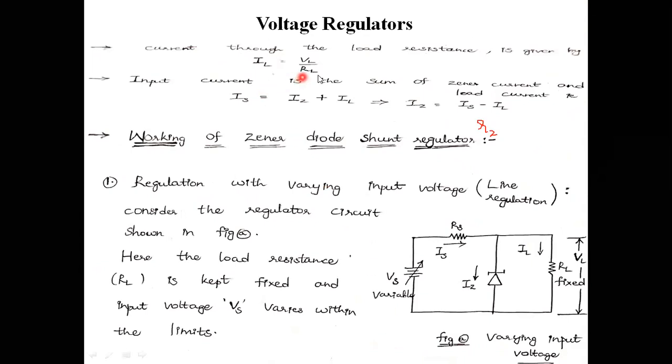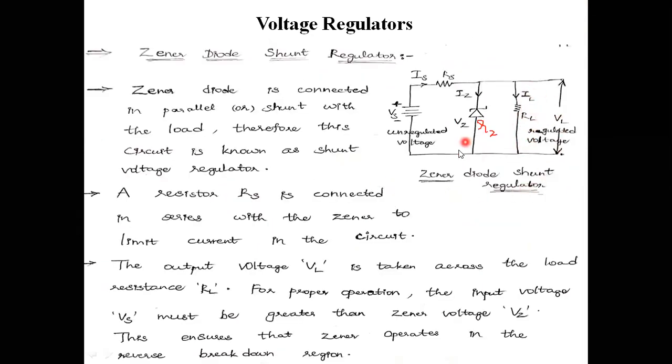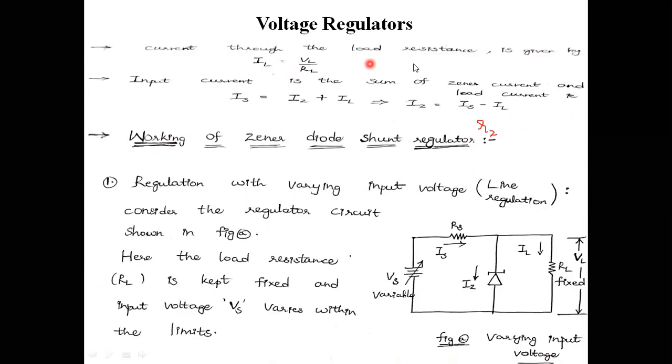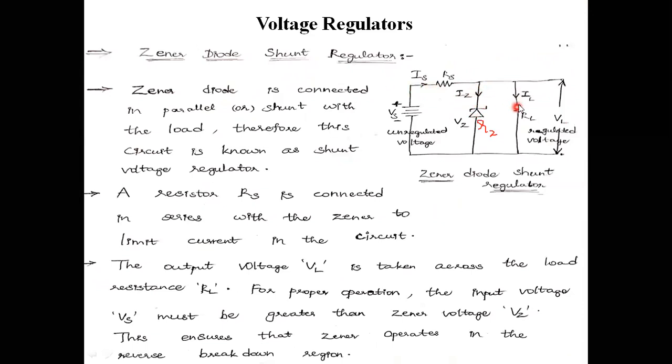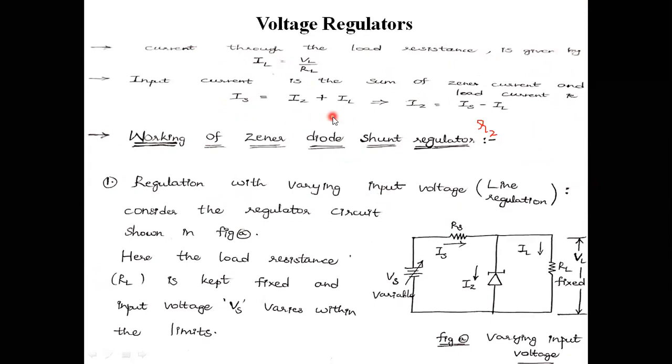And thereafter, the current through the load resistance is given by IL equal to the load voltage VL by RL. Input current is the sum of Zener current and load current, that is IS is equal to IZ plus IL. Here, the current coming from the source passes to this terminal, the same source current, and splits into Zener current as well as load current. You can observe that IS is equal to IZ plus IL.